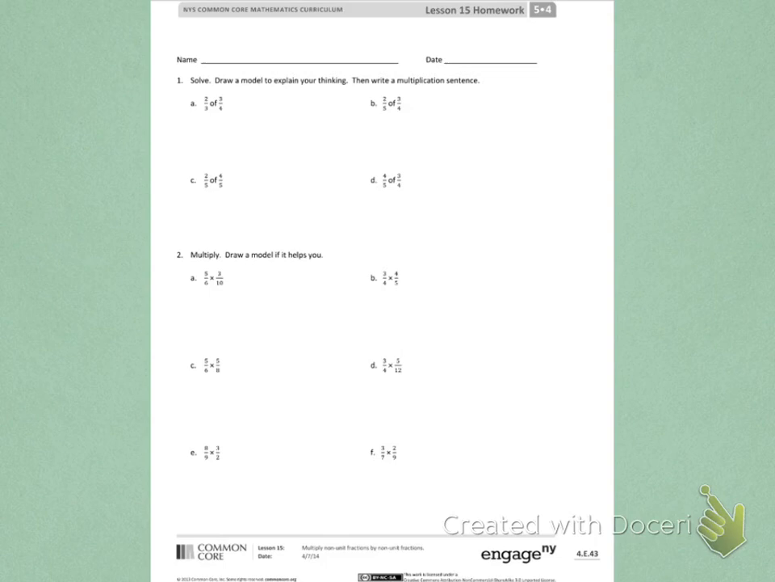Letter A says 2/3 of 3/4. So since we want to draw 2/3 of 3/4, we need to start by drawing first 3/4. So I'm going to make a tape diagram. And I'm going to break this into 4 sections. 1, 2, 3. So this whole thing is one whole.